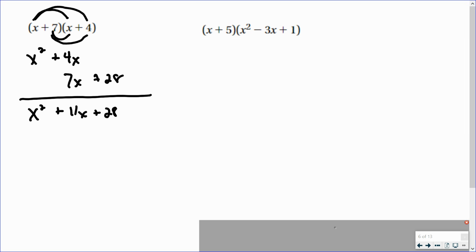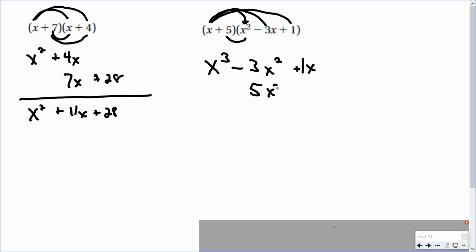Now this one is a little different. This one is a binomial times a trinomial. We still do the same thing. We still use that distributive property. So I take x times x squared, which is x to the third, x times negative 3x, which is negative 3x to the second, x times 1, which is x, or 1x. Now I've taken x to everything, so I'm good with that. So now let's do the other one. 5 times x is 5x squared. 5 times negative 3x is negative 15x. 5 times 1 is 5.